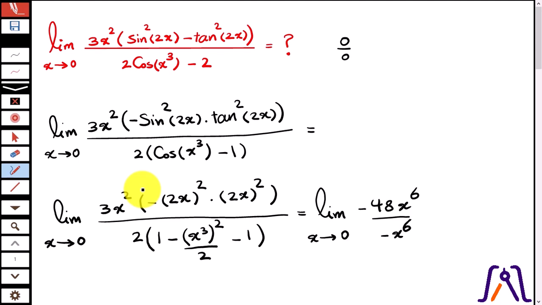Okay, now it's clear that the numerator becomes negative 48 times x to the power of 6, and the denominator becomes negative x to the power of 6. And by simplifying the numerator and denominator, the final result will be 48.